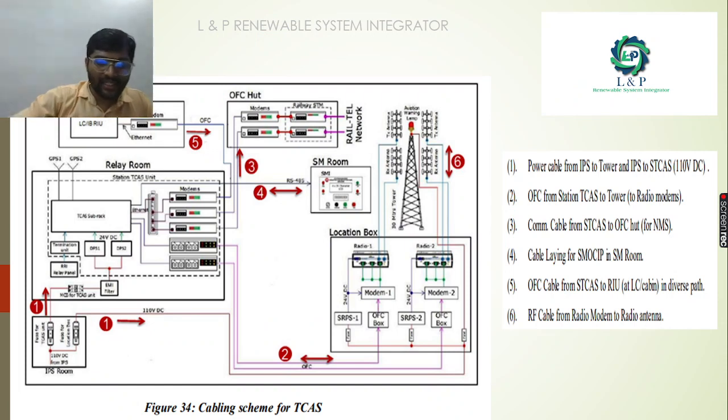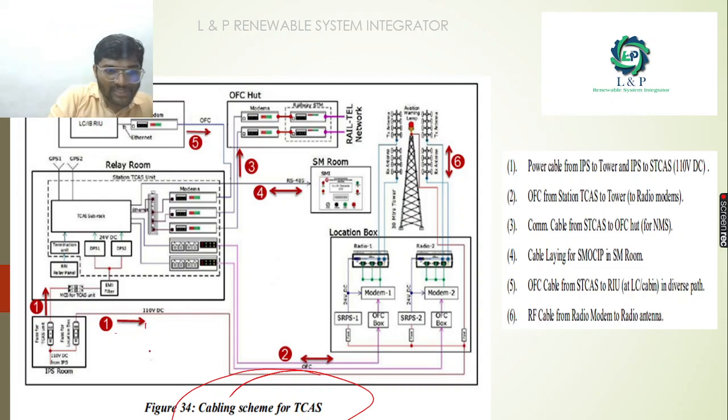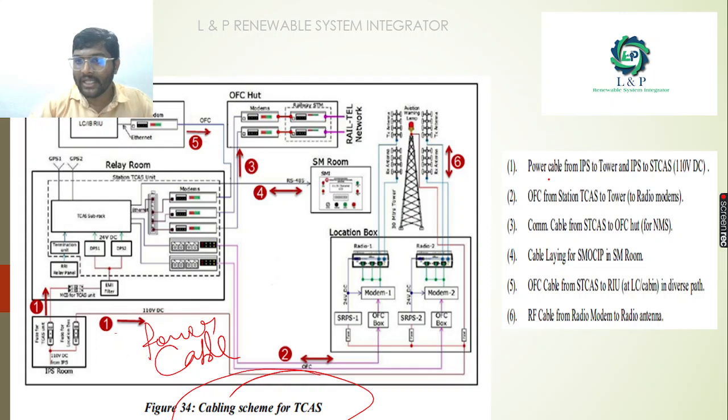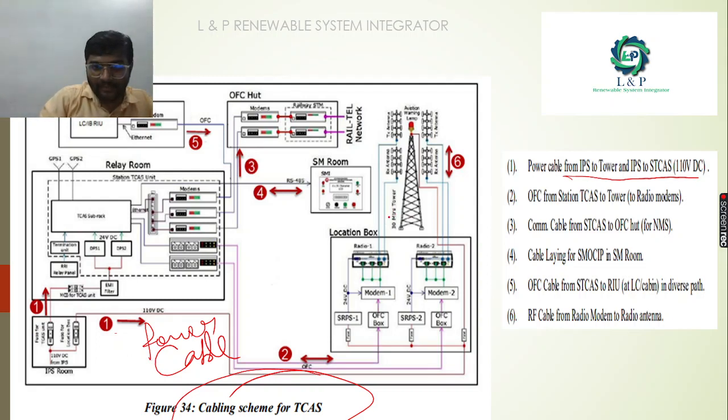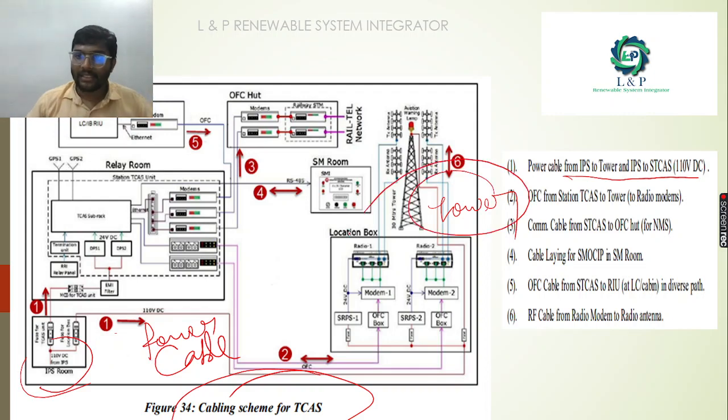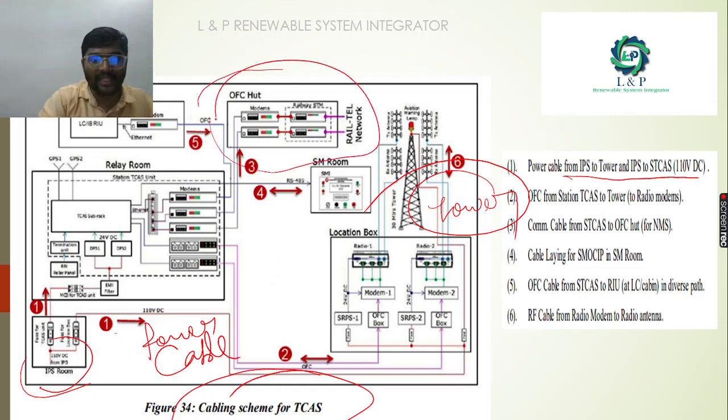As you can see here, the cabling scheme. This is the first cable which we are going to lay down. This is the power cable, which will be laid from the IPS room to that tower. As you can see, we have a tower here. So the cable will be laid from the IPS room to the tower. Next, the OFC station to the tower. So we have an OFC station here.